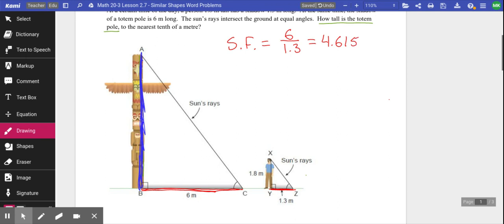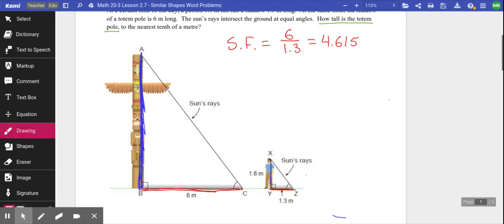What this means is that the small triangle times that is how we're getting the big triangle. So if I want to find this blue side, I need to take the equivalent of that blue side and multiply it by that scale factor. So I'm going to do 1.8 times 4.615. Exactly.